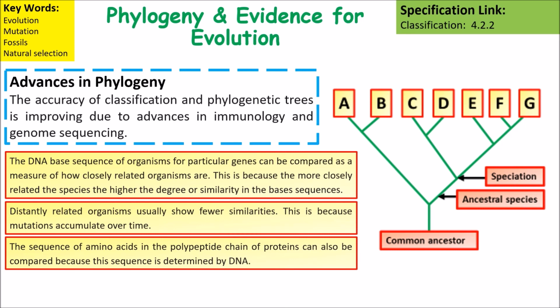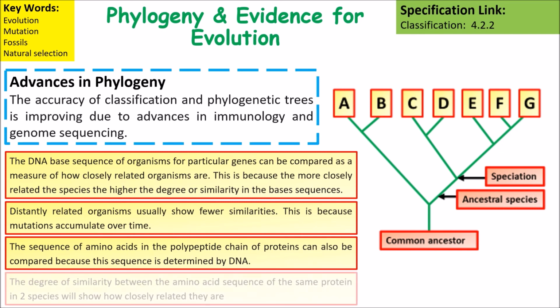The sequence of amino acids in a polypeptide chain of proteins can also be compared, as this is determined by an organism's DNA. So the degree of similarity between the amino acid sequence of the same protein in two species will show how closely related those two species are.